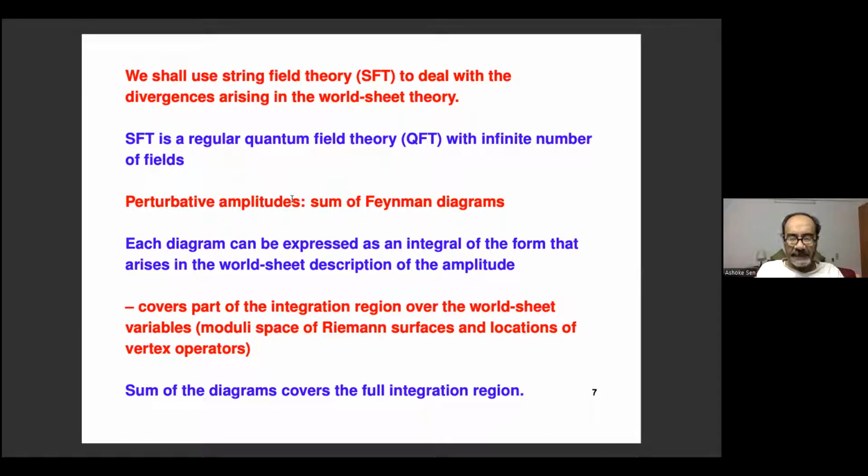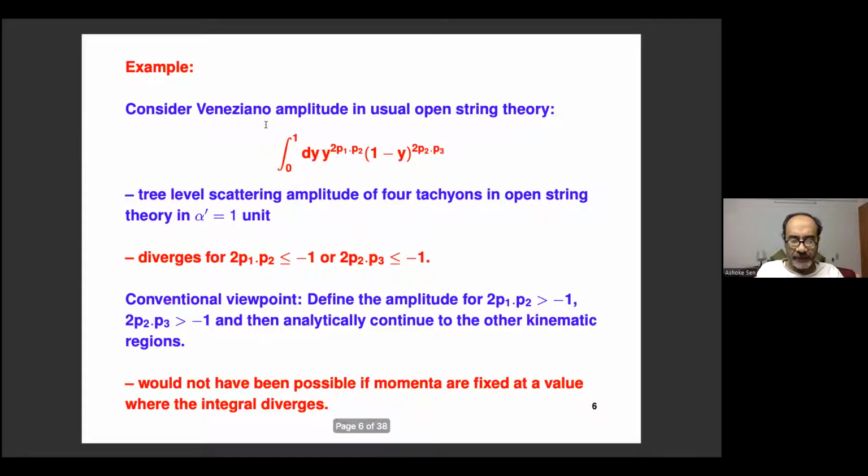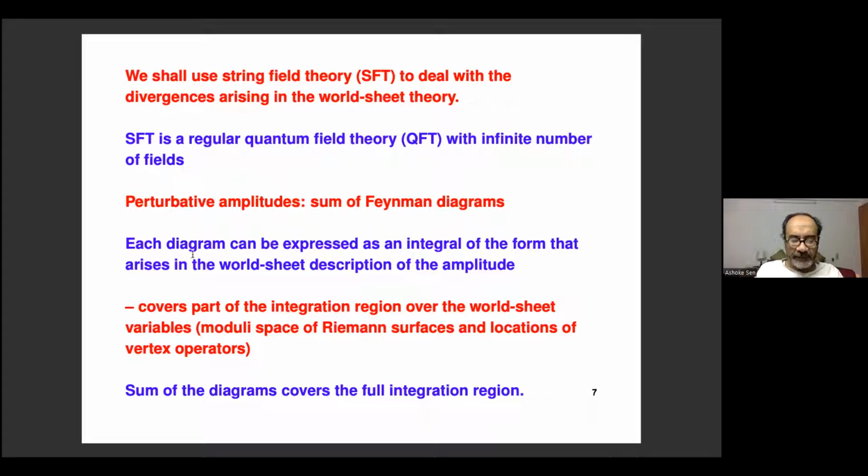It has the property that the contribution from each Feynman diagram can be rewritten as an integral of the form that appears in the worldsheet description of the amplitude. So each Feynman diagram can be expressed as an integral of this form, except that the integral covers only part of the integration region over the worldsheet variables, which more generally are variables that parameterize the moduli space of Riemann surfaces and locations of vertex operators.